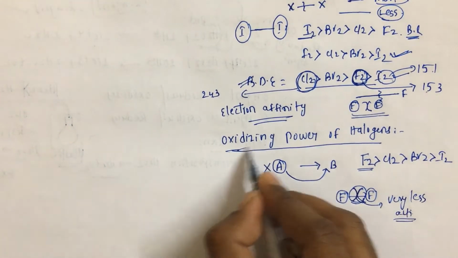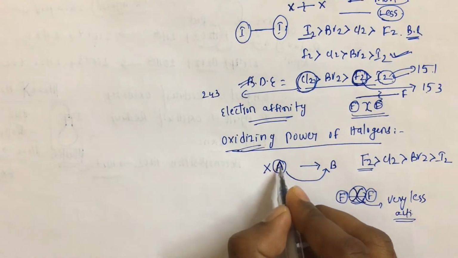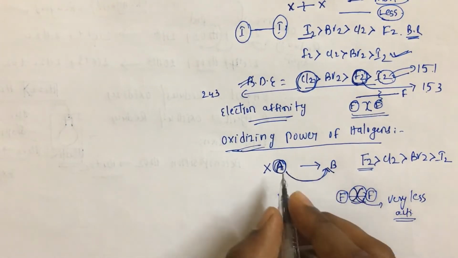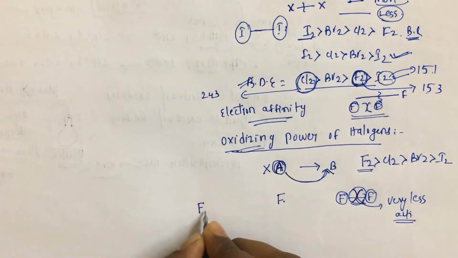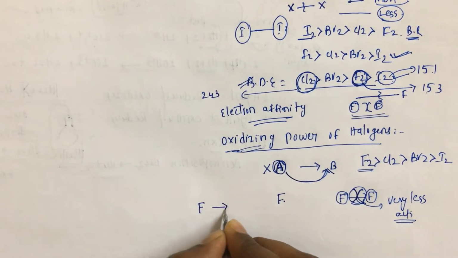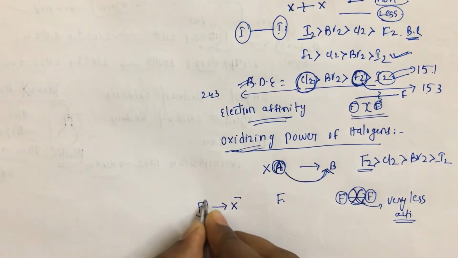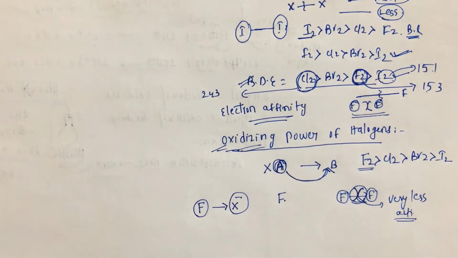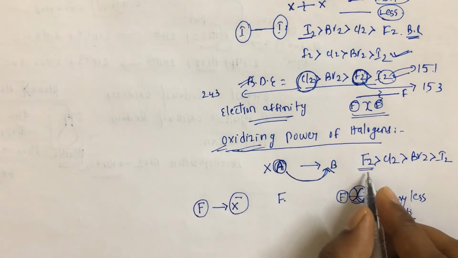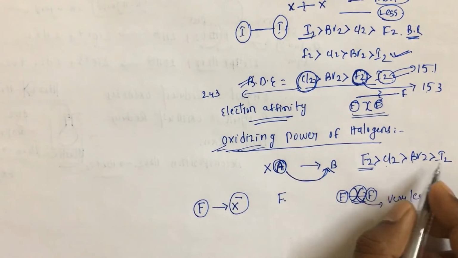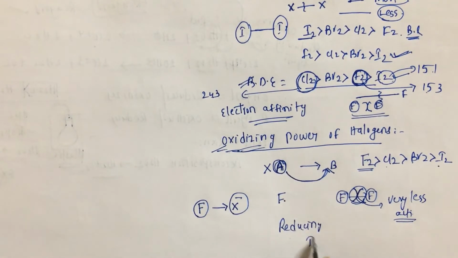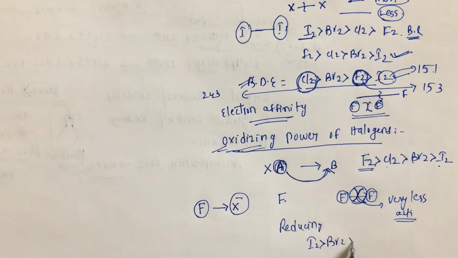Okay, what is oxidizing power? Oxidizing power means that the atom itself undergoes reduction and oxidizes the other one. That means if F is there and it takes one electron, it will make another species X plus. So here F is getting reduced and it is oxidizing another species. This is called oxidizing power. So F2 has the strongest oxidizing power, then Cl2, then Br2, and then I2. If they ask for reducing power, it will be in the reverse: I2 has more reducing power, then Br2, then Cl2, and then F2.